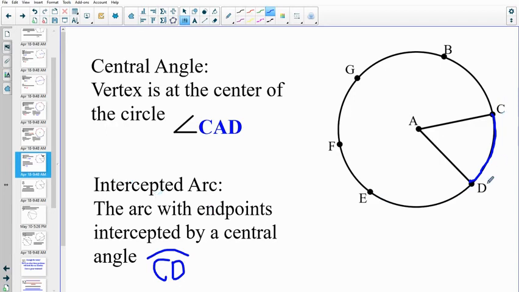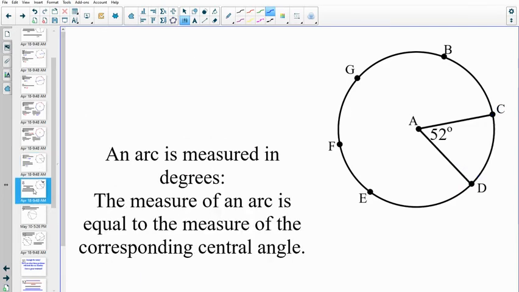Or we may measure this arc, instead of measuring it by a length, we may measure it also by an angle measure. And conveniently, if I measure this arc CD in terms of an angle, it's exactly the same angle as this central angle that corresponds with it. And so if I took a protractor and measured this angle to be a 52-degree angle, that means that this arc would have a measure of 52 degrees also.